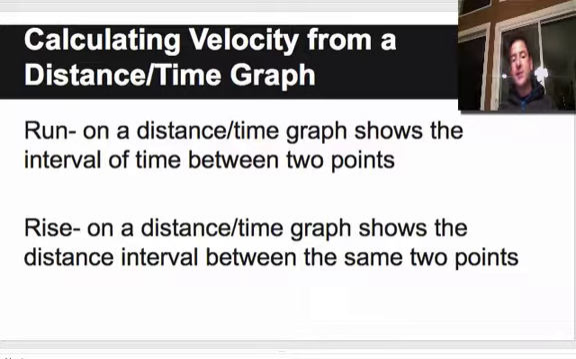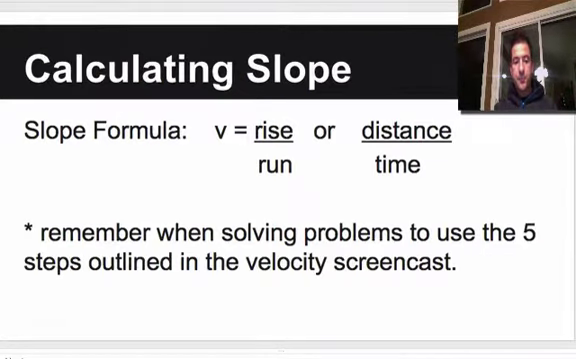Then the rise on a distance time graph shows the distance interval between the same two points. So in that distance of time, say between 1 second and 4 seconds, we started at 2 meters and ended up at 6 meters. So the interval is between two points.